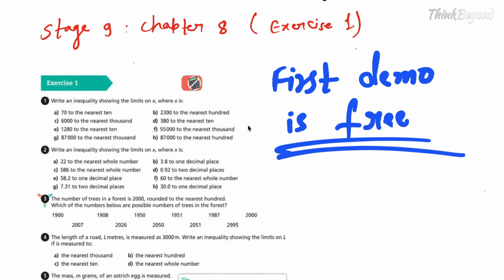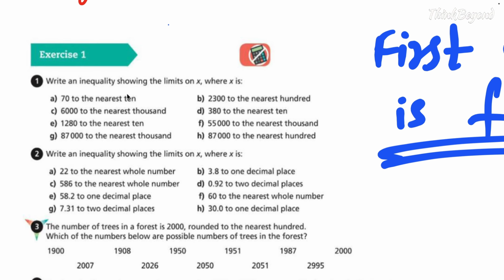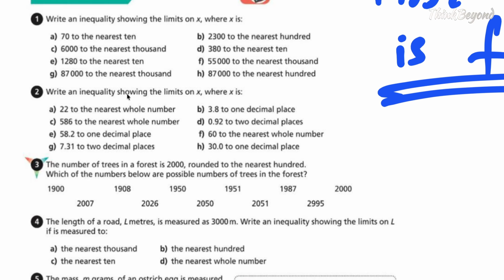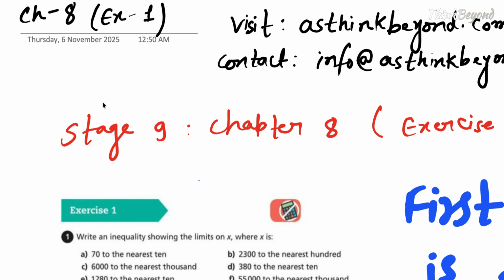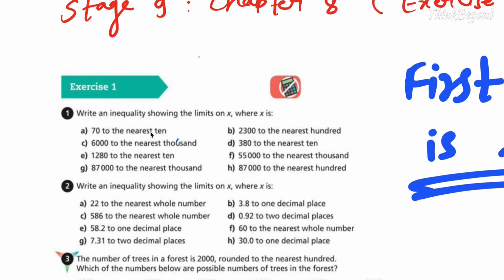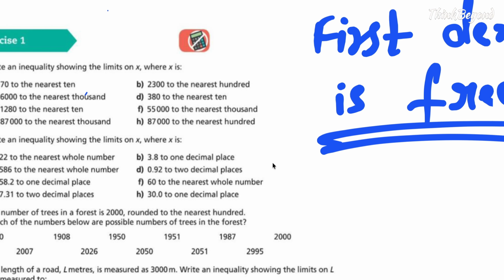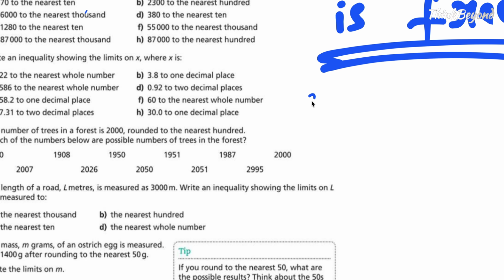Let's start with exercise 1. As you can see, the question says: write an inequality showing the limits on x, where x is, question A, 70 to the nearest 10. Okay, so it says 70 to the nearest 10.